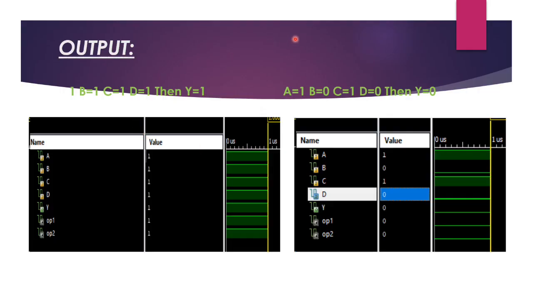And coming to the output, these are the snapshots taken from the lab application programs. If we take all the input values as 1, we will get the output as 1, that is Y is equal to 1. And if any of the input values is equal to 0, then the output value will be 0, that is Y is equal to 0.